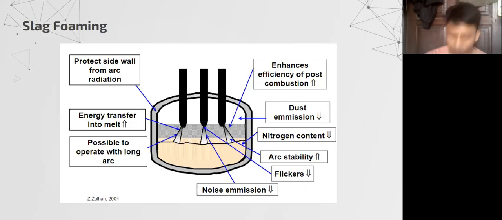These are the advantages that we can get if we do this process, slag foaming. First, it will protect the sidewall from arc radiation. As we know, the longer the process gets in the electrical arc furnace, the amount of liquid molten steel will increase even more. If this continues, it might damage the sidewall from the arc radiation, because the arc is not stable in the higher temperature. By making this slag foam, it will prevent the arc from damaging the sidewall.